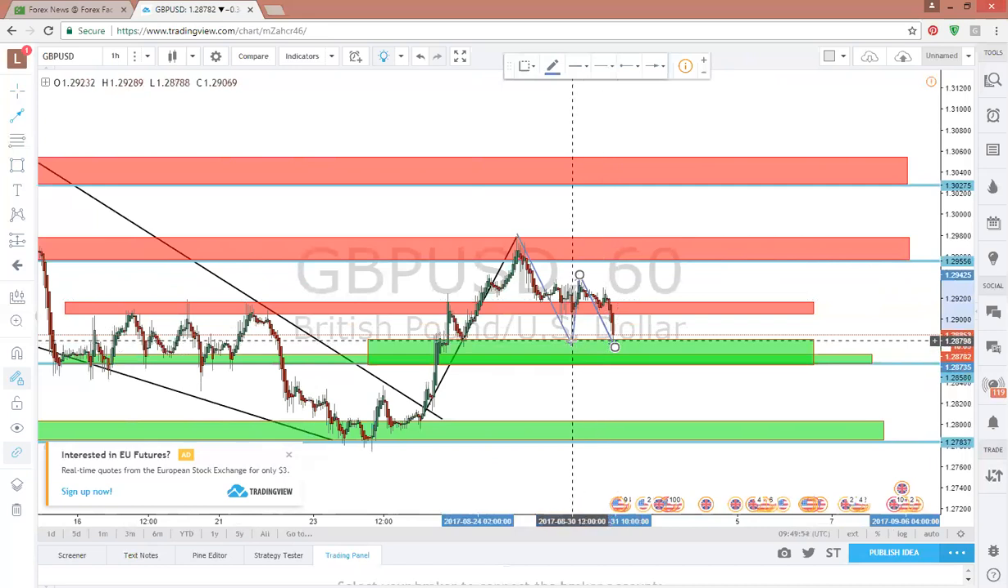That price was on the 30th, which means yesterday. Yesterday the market reached that 1.288, and it was rejected to the upside. Now today it came back to that 1.288 price. What I want to see here is the market being rejected to the upside.